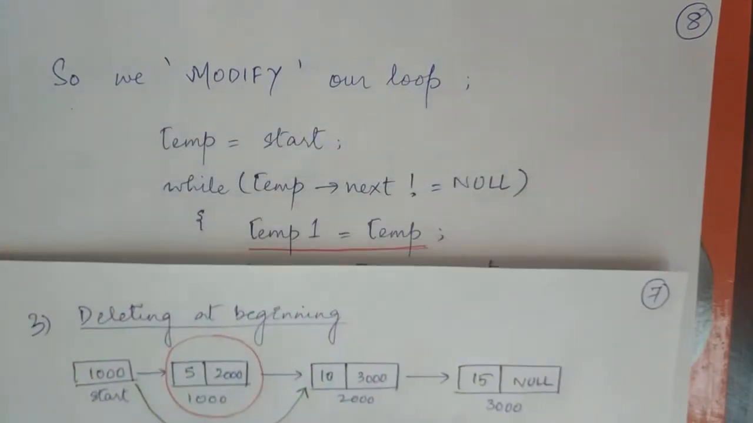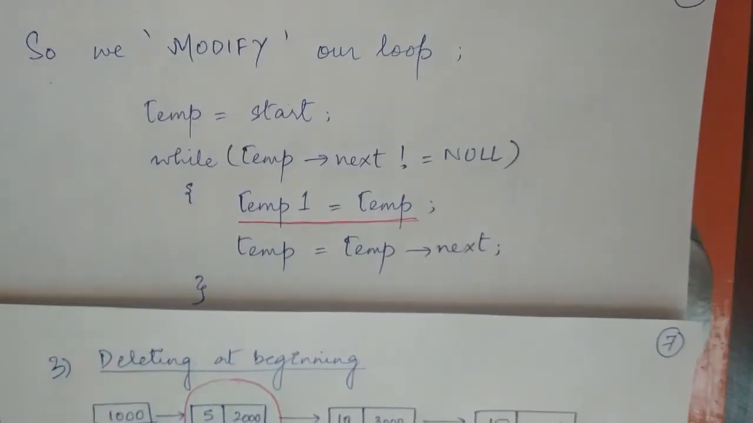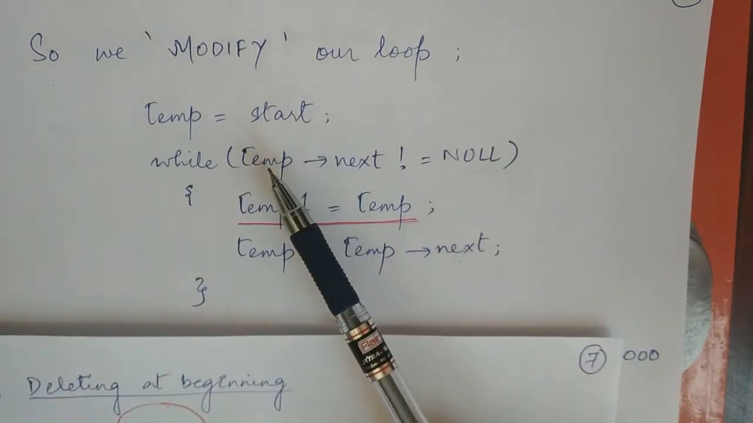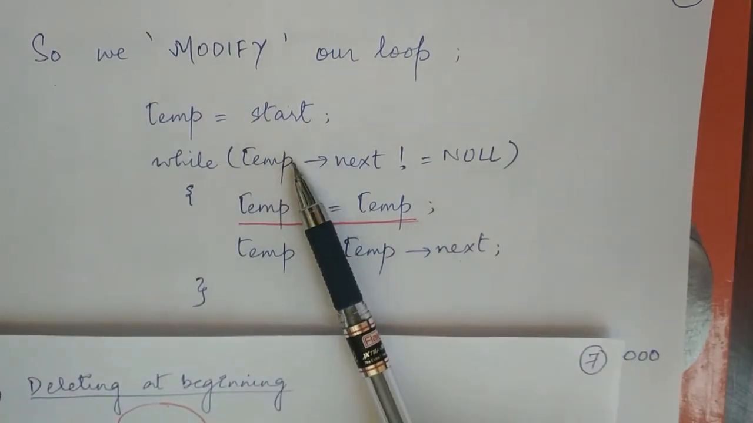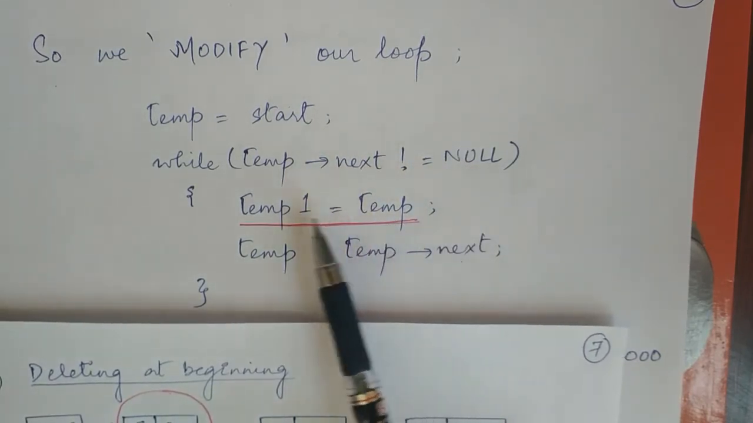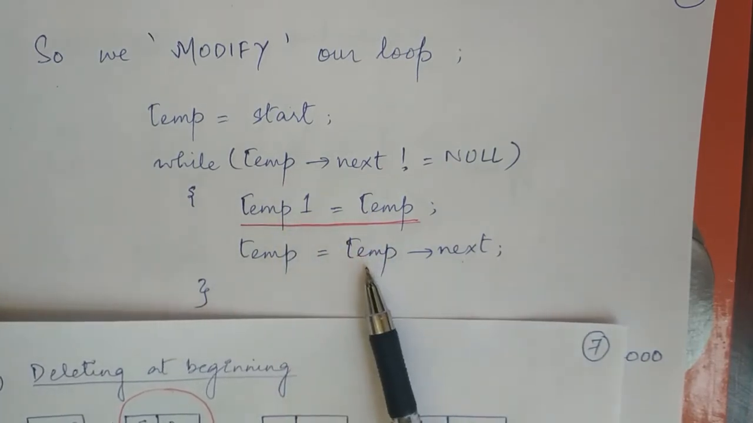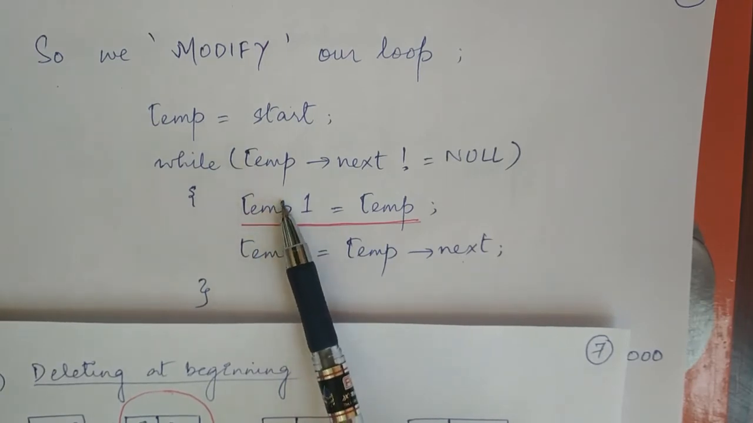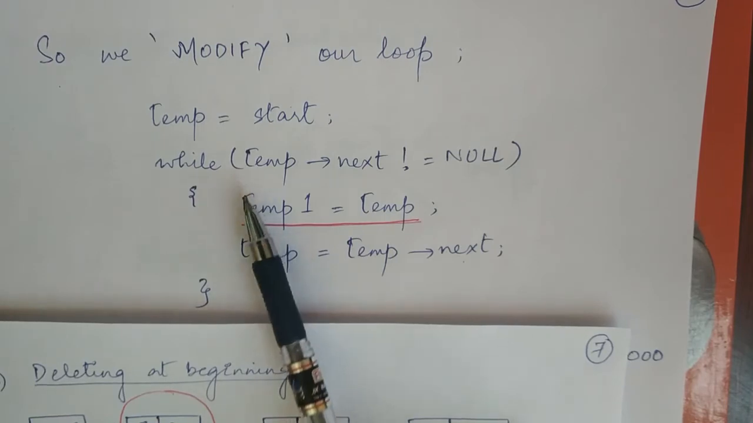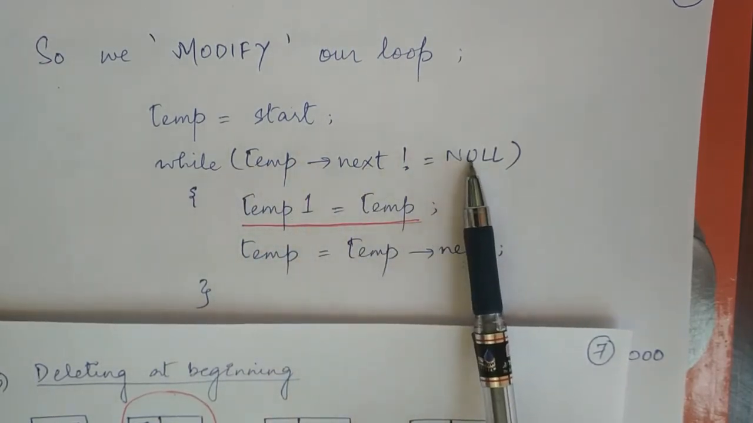And how do we have it? Let me put all of this in the picture. So you start with 1000. 1000 to next is 2000, which is not null, so you'll go inside. You copy 1000 in temp1 and temp changes to 2000 here. So now you have two variables, one has 1000 and one has 2000. You go back here, and now temp is 2000, so 2000 to next is 3000.